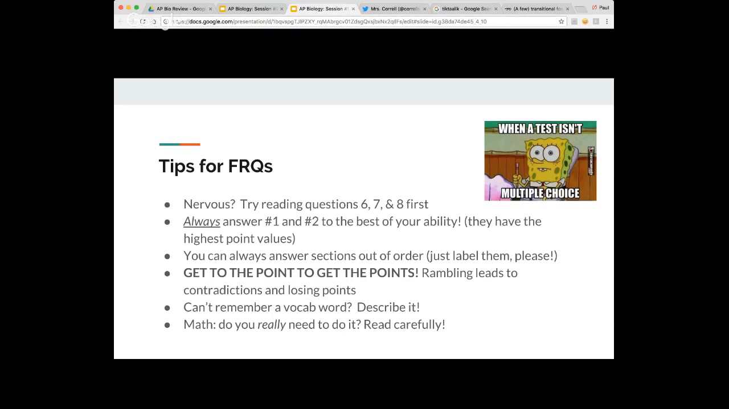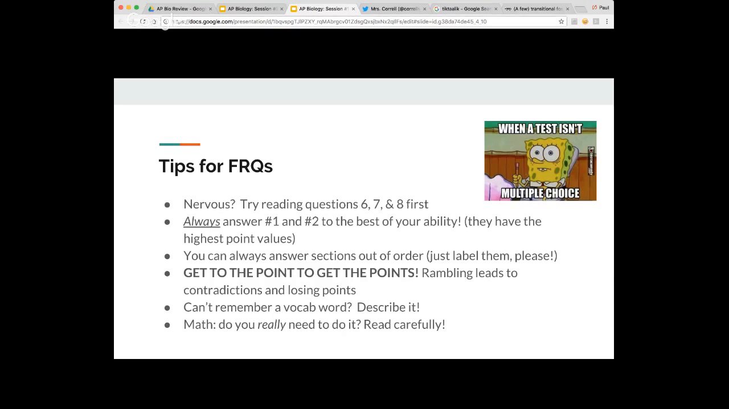Other things, if you can't remember a vocabulary word, oh man, what's that thing that we talked about in class? And it's where the organisms, if they have good traits, then they survive and they pass them on. If you can't remember exactly what the term is, it doesn't matter as long as you describe it. If you can define it, if you can give us some evidence of you know what you're talking about, then chances are you can get around that vocabulary word.